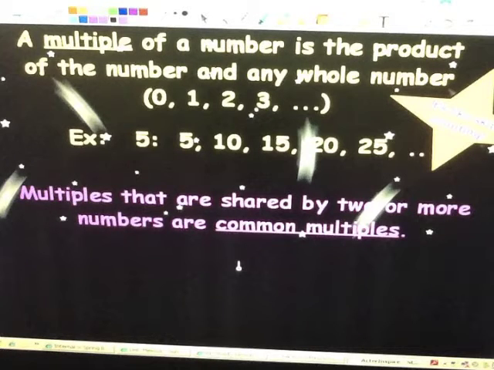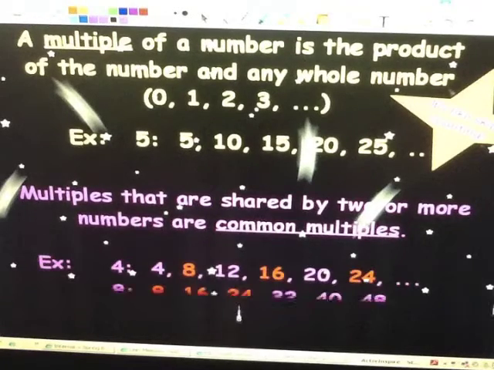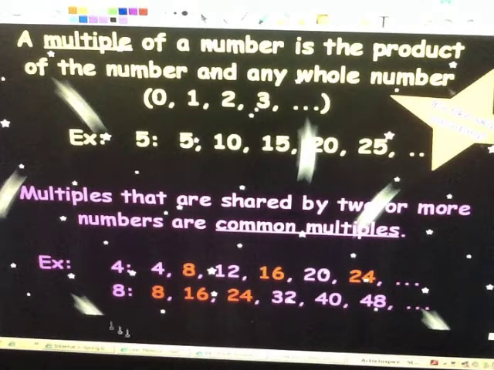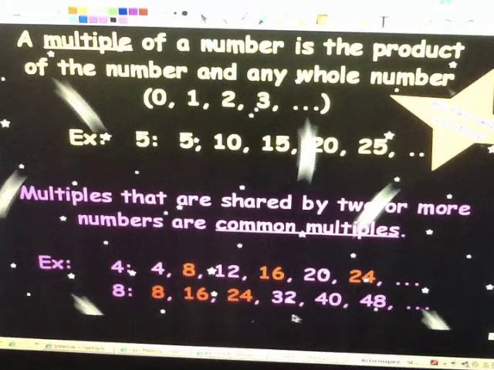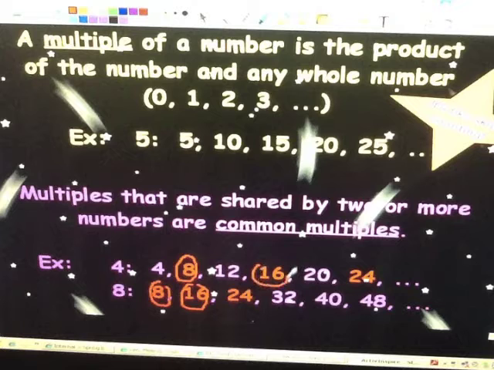Multiples that are shared by 2 or more numbers are common multiples. They're multiples that the two numbers have in common. So in my example here, I listed some multiples of 4. I did my skip counting. I got 4, 8, 12, 16, 20, 24, and so on. And then I listed multiples for 8. 8, 16, 24, 32, 40, 48, and so on. And as you can see, the numbers in red are the common multiples. The first multiple they have in common is 8. The second multiple that they both have in common is 16, and the third multiple is 24. These are the first 3 common multiples for 4 and 8.